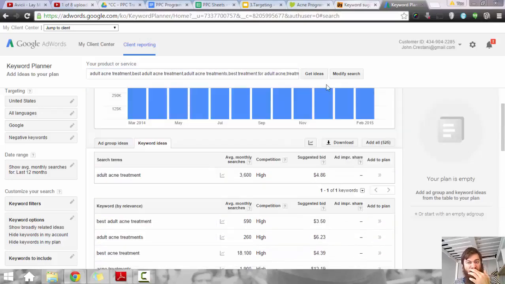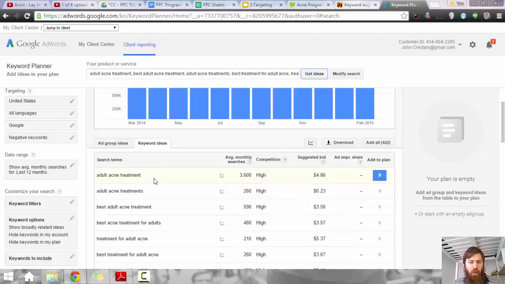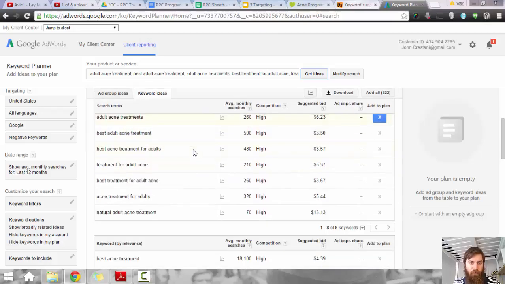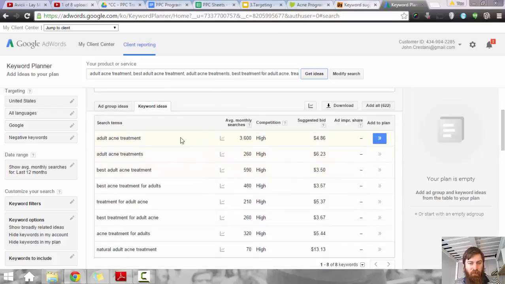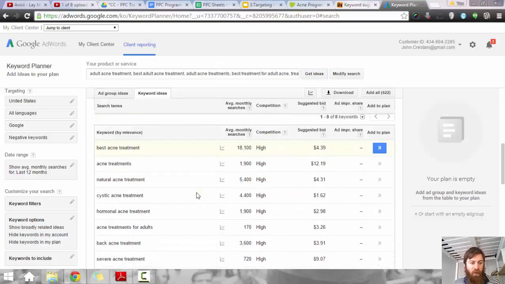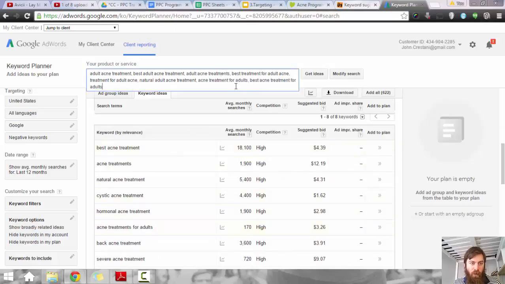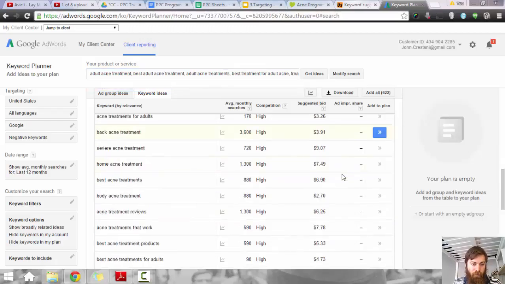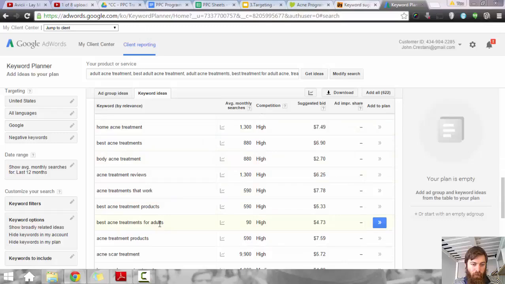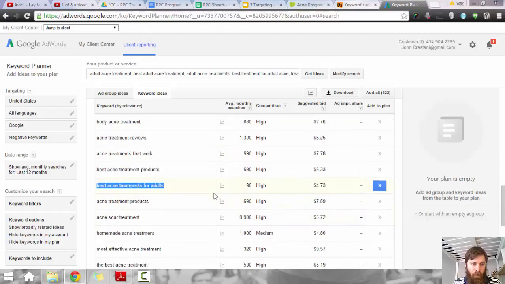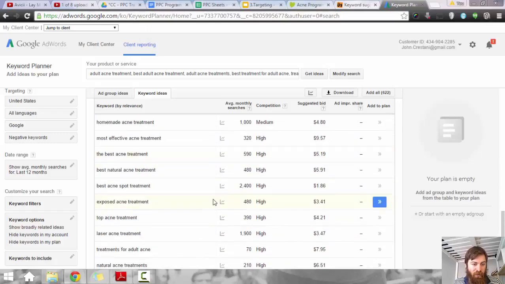What I'm going to do is get ideas again. And now I think we have about 10 words. And notice, they all have lesser volume because they're all derivative of this main root keyword right here. And acne treatment for adults, so we are missing one more here. But I think we're almost done with this group. See, most of them are not adult acne treatment related.